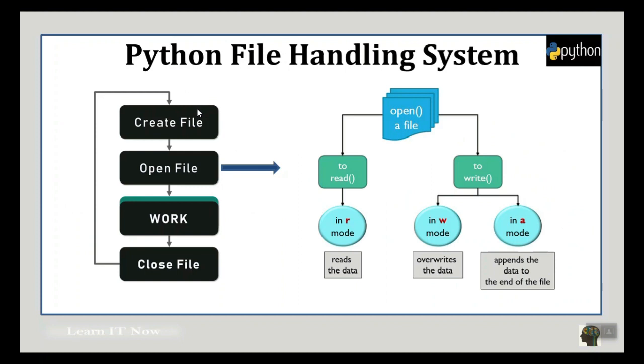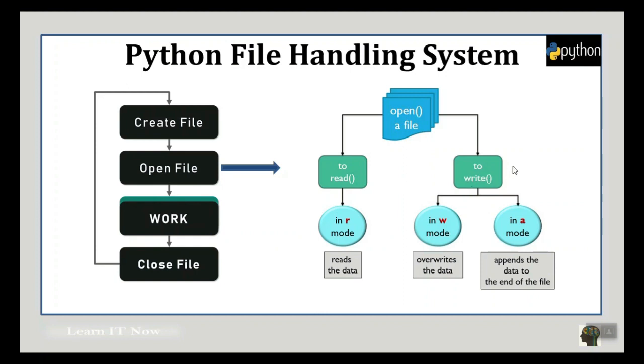Now Python has this flow for working in the file handling system. First we need to create a file, if it is not there, then we need to open a file. If it is an existing file we need to work with, then we need to work on that and then close the file. Now while opening a file, we need to keep two things in mind. First, we are opening it for reading or writing. If we are opening it for reading, then we will read the data, that is, already existing data is to be read by the user.